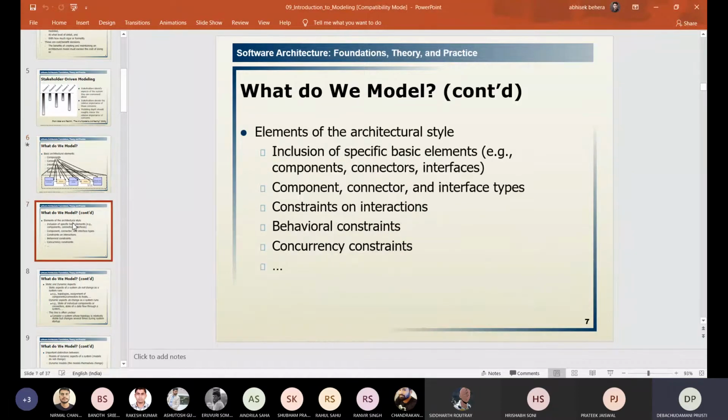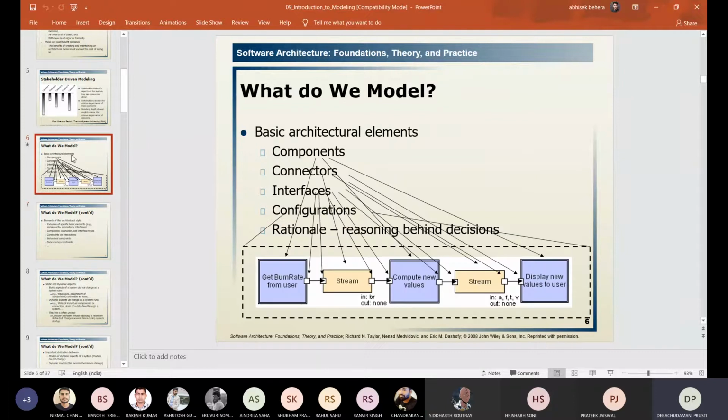Now, what do we model? The elements of the architectural style. It includes some specific basic elements like the components, connectors and interface, the three basic elements we will define here. Okay.